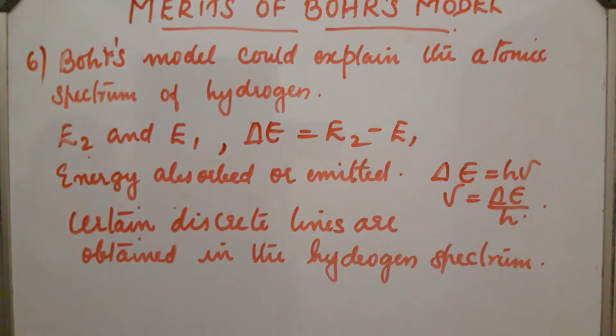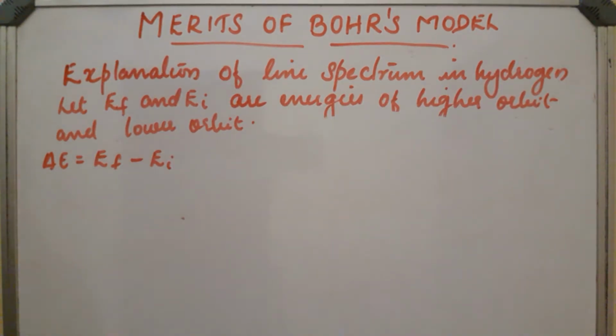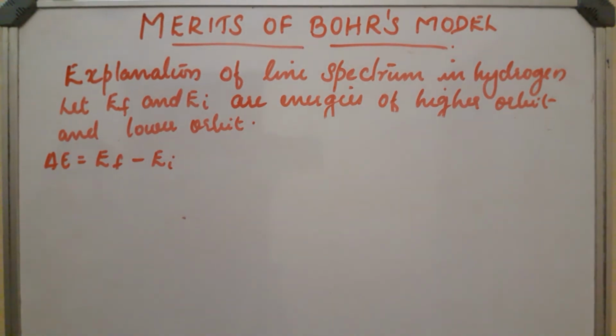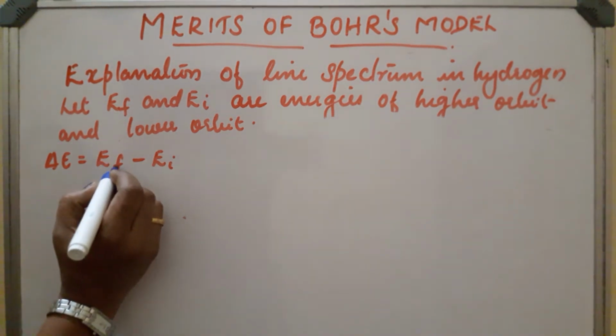Now we can calculate the frequency and the wave number of different radiations using Bohr's energy equation. Explanation of line spectrum in hydrogen: let Ef and Ei be the energies of the higher orbit and lower orbit. The energy gap between these two is delta E, which is the energy of the radiation emitted, and it will be equal to Ef minus Ei.